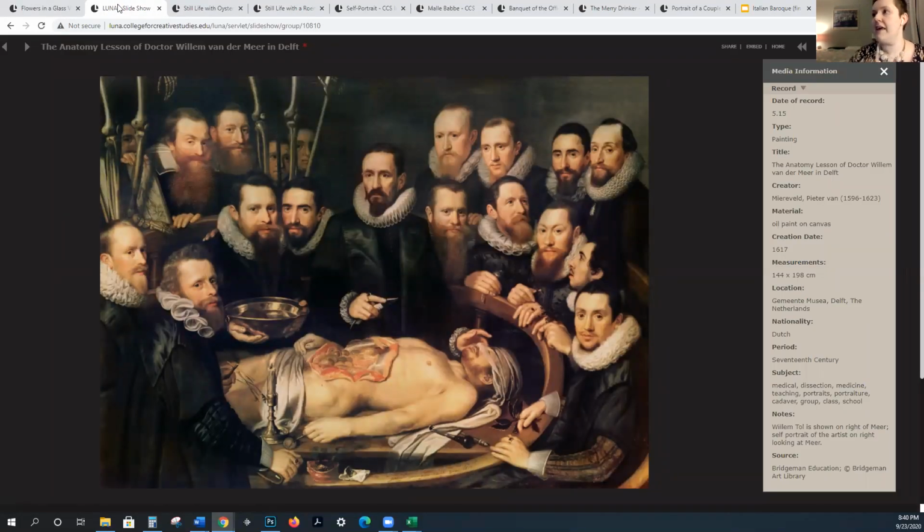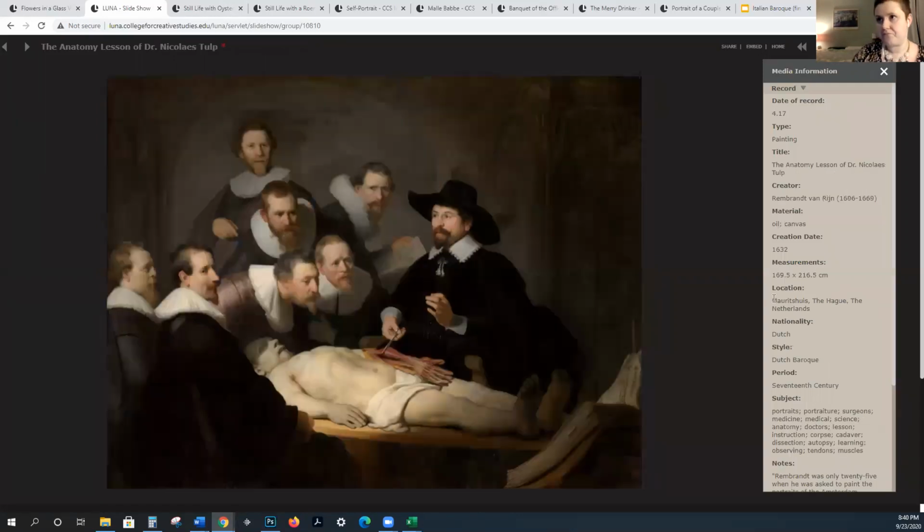So what we see here is an anatomy lesson from 1617, and this is Pieter van Mierevelt. You see the surgeon here, and what would happen is a surgeon would dissect a body in public. Essentially, it would be in kind of a theater, and aspiring doctors would come and learn. And this is Rembrandt's anatomy lesson of Dr. Nicolaes Tulp. This is about 15 years later.